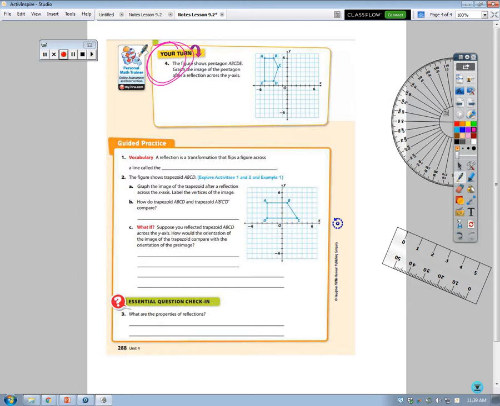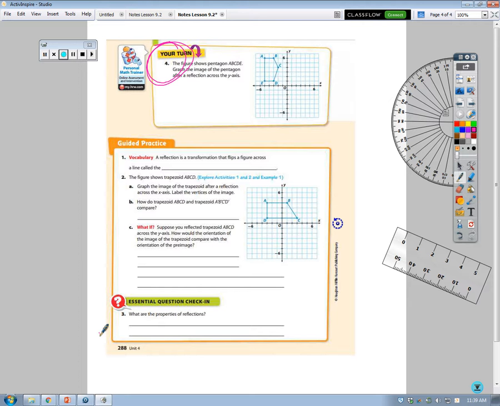I want to say tomorrow, but tomorrow is the weekend, so we'll check it in class together next time we meet. You are going to do a reflection on your own. And then we'll go through this guided practice together also in class. You don't need to do that.